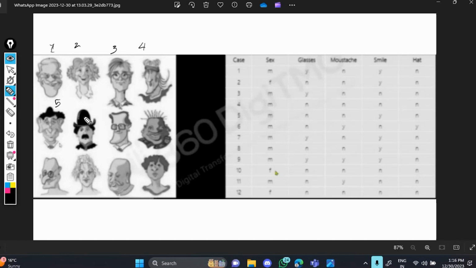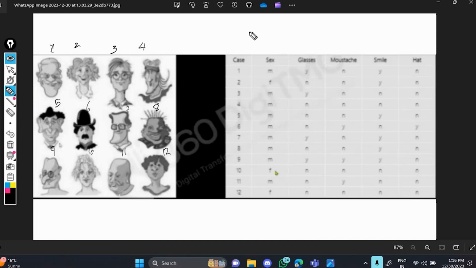1, 2, 3, 4, 5, 6, 7, 8, 9, 10, 11, 12. The faces or the data will be a little bit blurred, I know, because I have just taken this image from Google, and this is not an HD image. This is just an example to explain to you what clustering is.